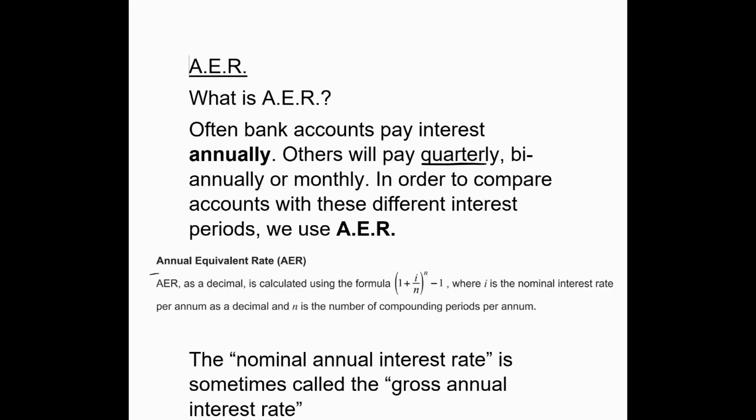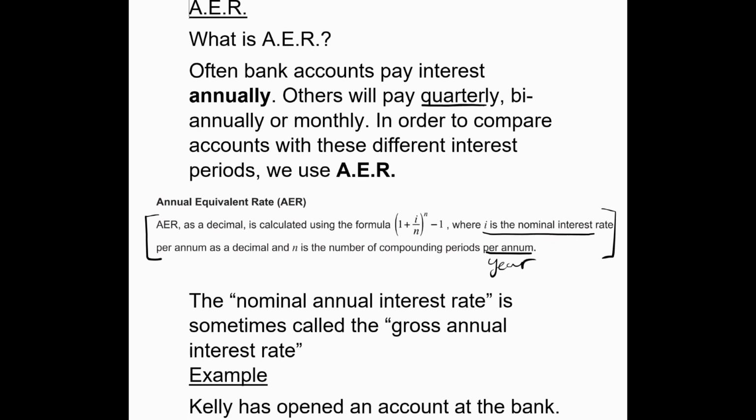You'll be given the formula for AER here in your formula book, and it is 1 plus I over n, all to the power of n, take away 1. I is the nominal interest rate per annum as a decimal, and n is the number of interest periods per annum, which means how many interest periods there are during the year. The nominal interest rate is also sometimes called the gross annual interest rate.